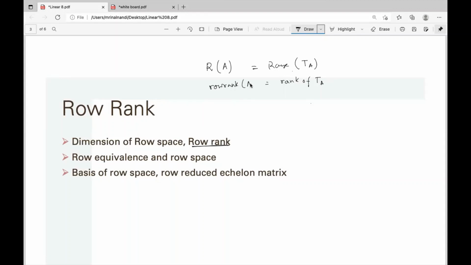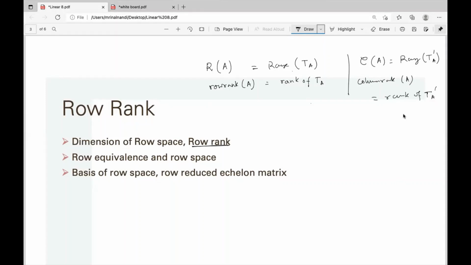So the row rank of A is nothing but the rank of the linear transformation TA, where TA is such a transformation that TA applied on X is X into A. Similarly for the column space, it is nothing but the range of another linear transformation T dash A, where T dash A applied on X is A into X, and this will give your column rank by the same definition, the rank of that linear transformation.